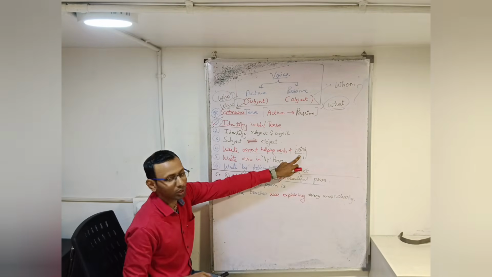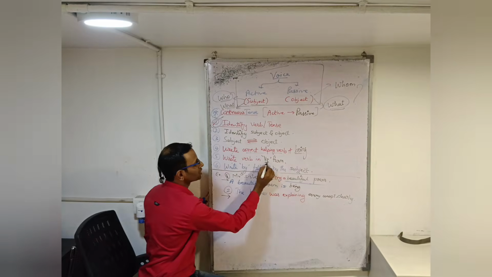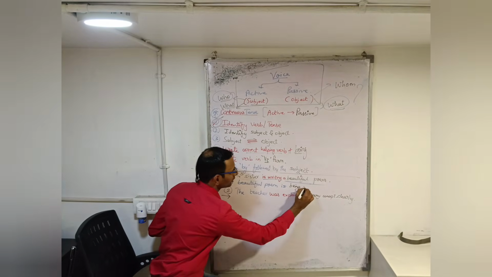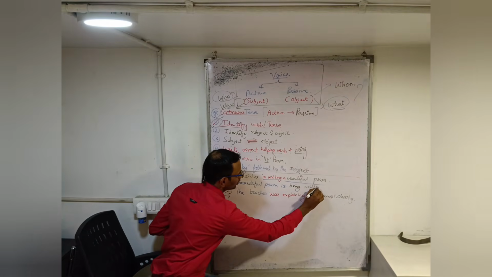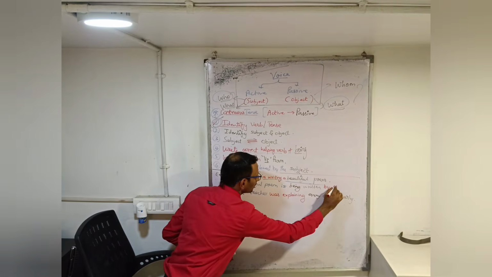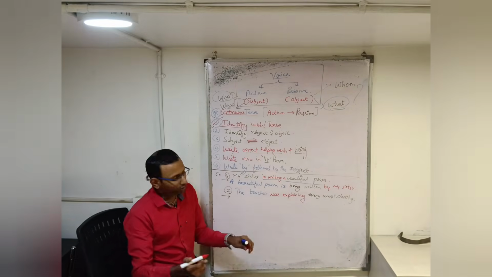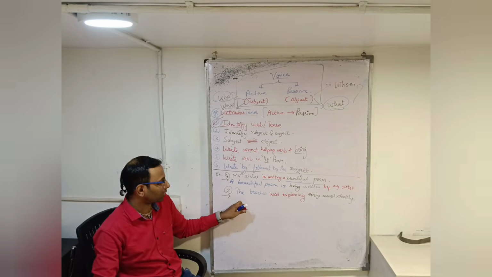After the helping verb, you have to put being. Is being, then the verb should still be in V3 form. So what will come? Is being written by my sister. Easy. Nothing extra, only being is added. Can you give me the answer for this one?